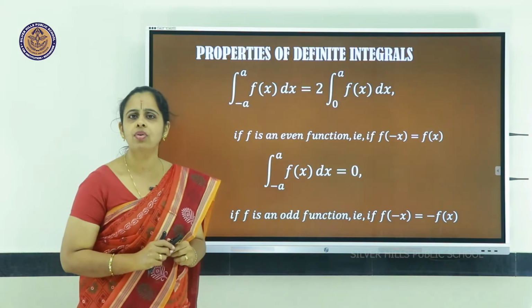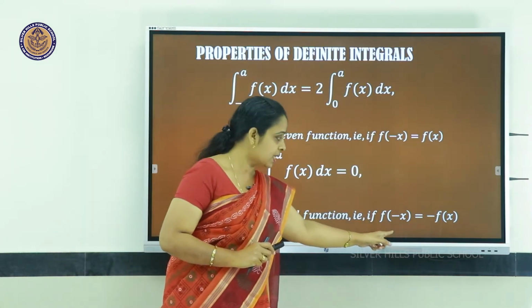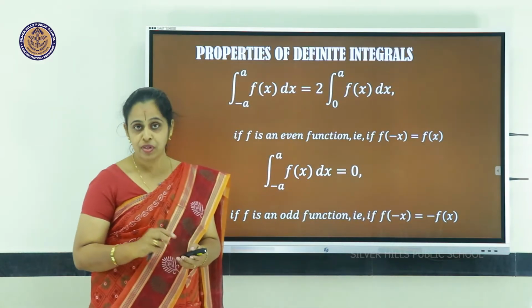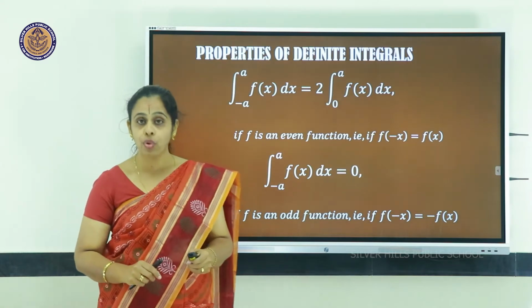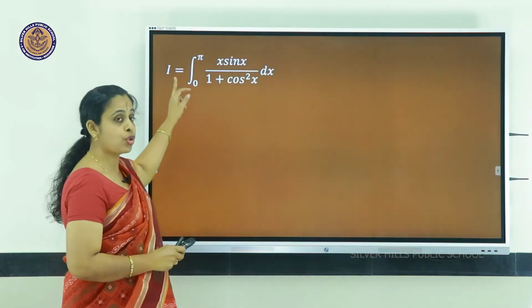What do you mean by an odd function? In the place of x, if you replace by minus x, the function will become the negative of the function. When we do the sums, we will make it more clear and understand properly. Now, let us do one sum.